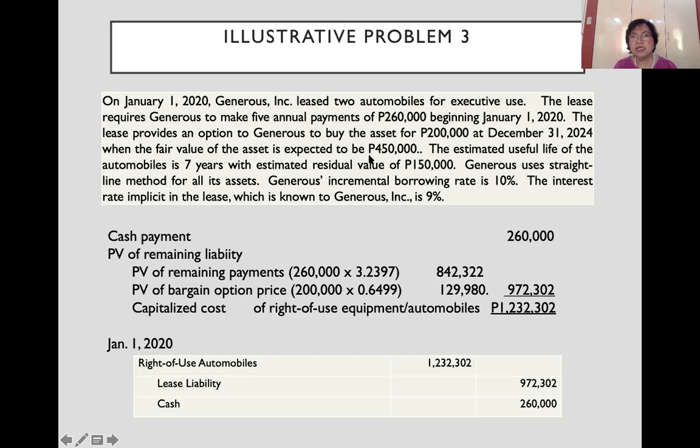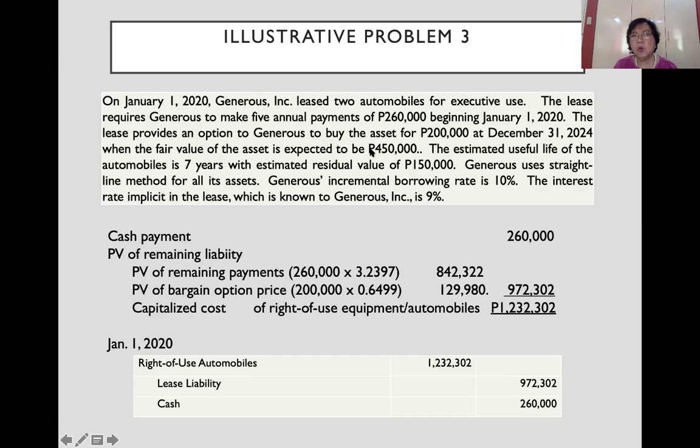The estimated life of the asset is 7 years with estimated residual value of $150,000. So the residual value of $150,000 is at the end of the useful life of 7 years. Generous uses a straight line method for all its assets. The incremental borrowing rate is 10%. The interest rate implicit in the lease, which is known to Generous, is 9%. So what do we have in illustrative problem 3?